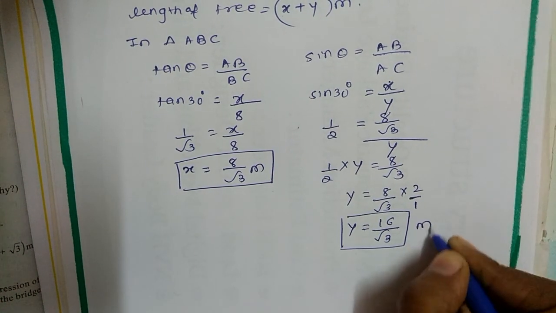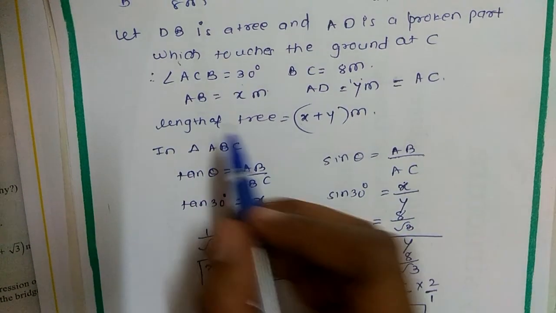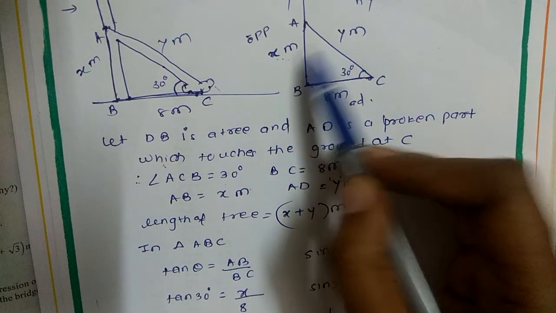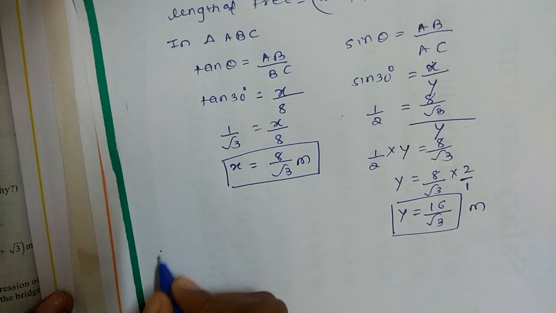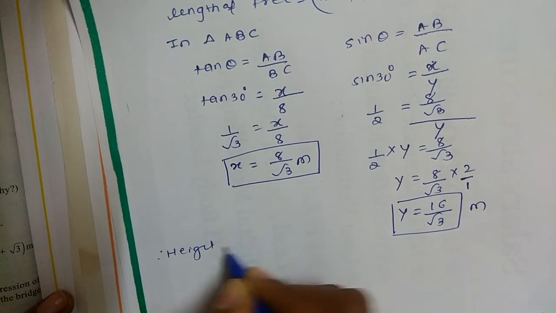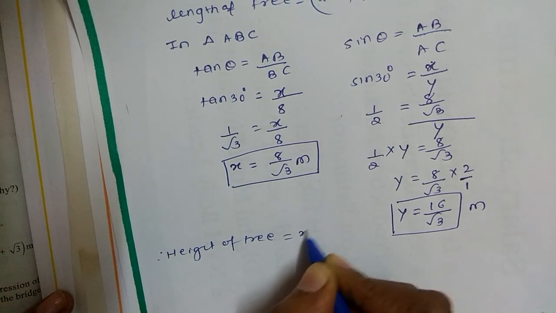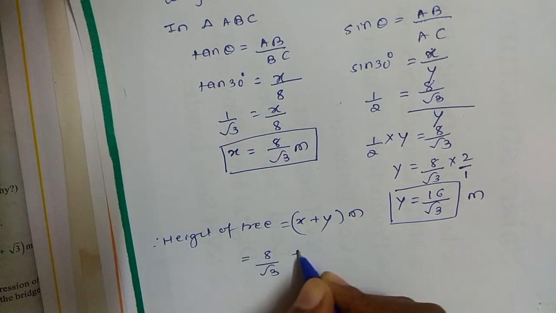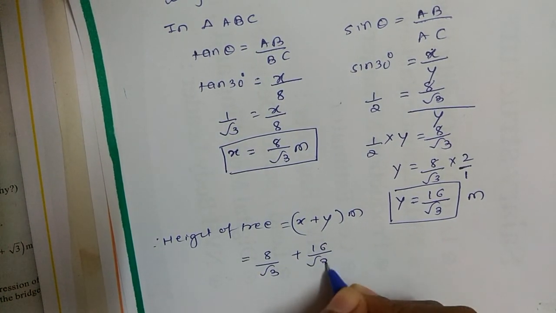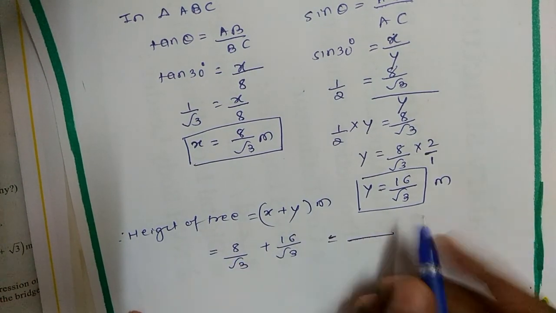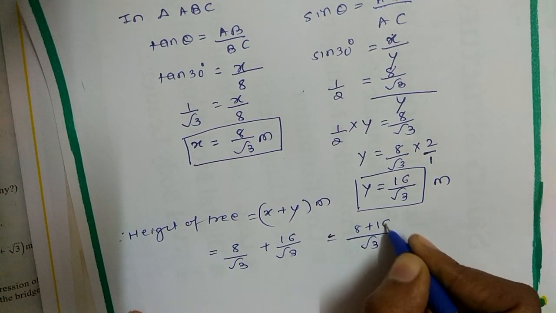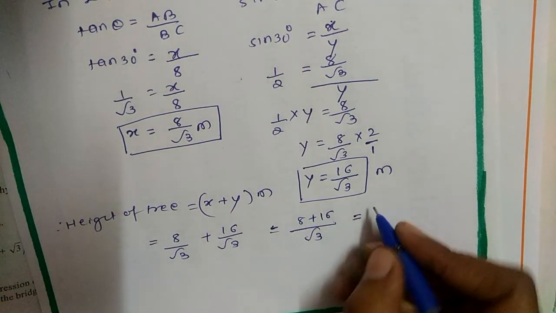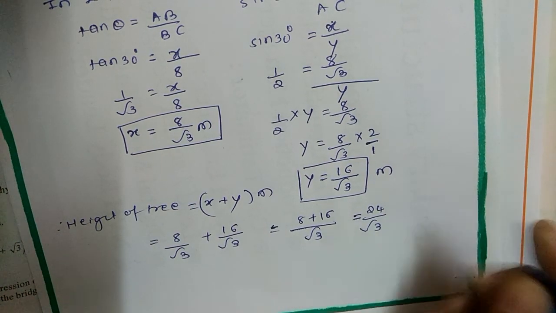So X and Y we got, and the question is to find the height of the tree. The height of the tree we have taken as X plus Y meter. So we'll add X and Y. X is 8 upon root 3, Y is 16 upon root 3. We have the same denominator root 3, so it is 8 plus 16. So here we got 24 upon root 3.